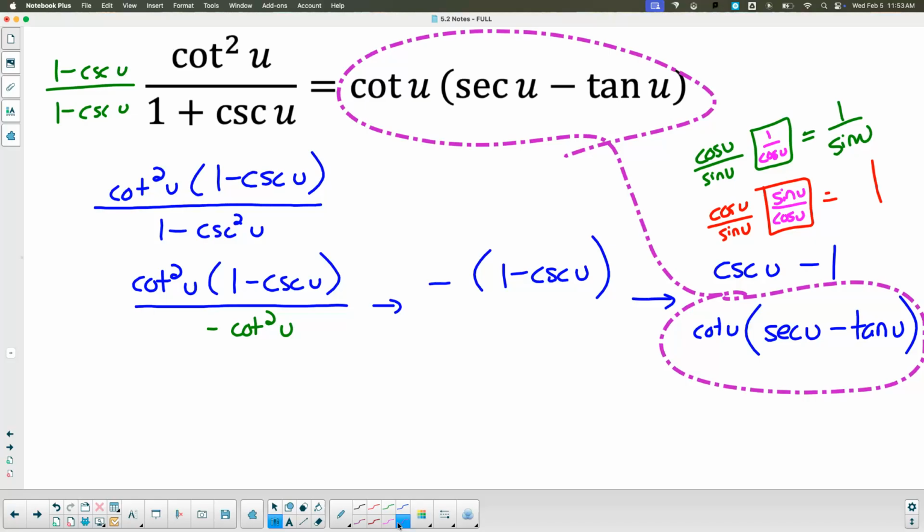I'm watching a hamster spin on Bennett's hamster wheel. I just don't understand how you got cosecant u minus 1 cotangent u.